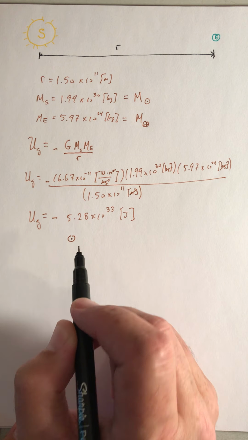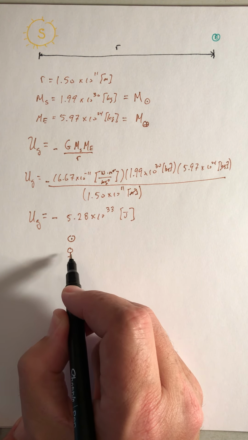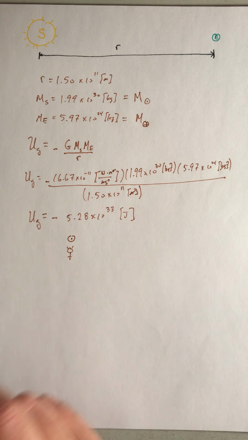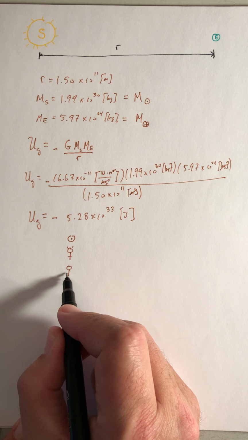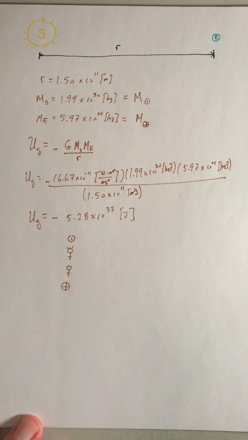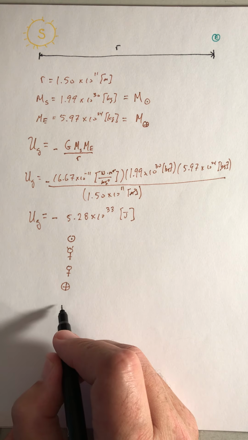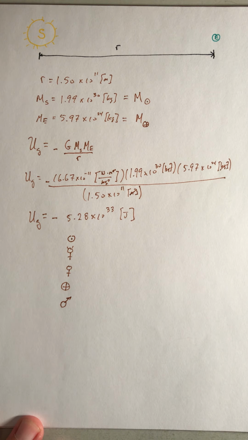But just to step through them, the sun, circle with a dot. Next out is Mercury, so stickman with little horns on his helmet. Venus is the female symbol. Earth, circle with a cross. Mars is the male symbol.